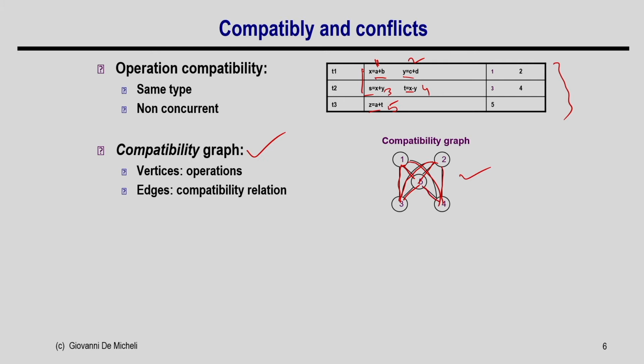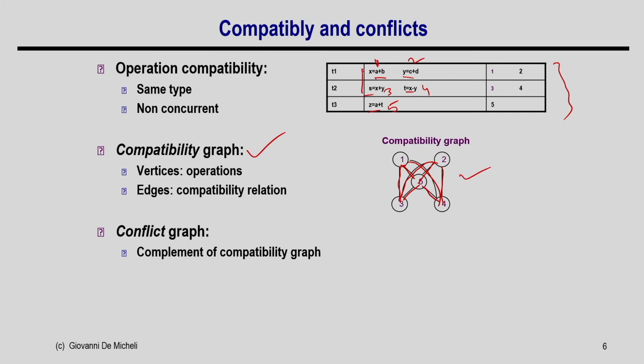So, that completes the compatibility graph. This is how I can construct a compatibility graph from a given schedule. Similarly, I can define the concept of a conflict graph. It is just the complement graph of the compatibility graph, because here we are going to define the conflict.